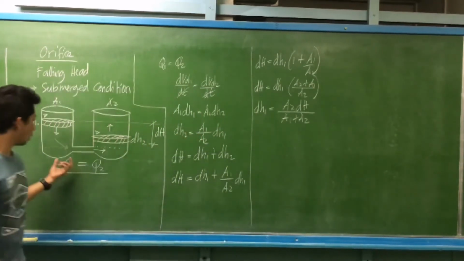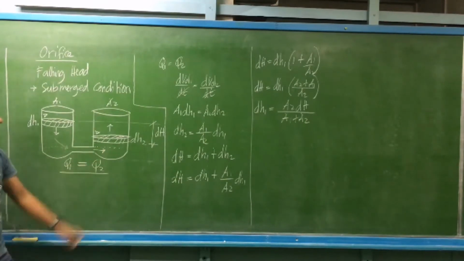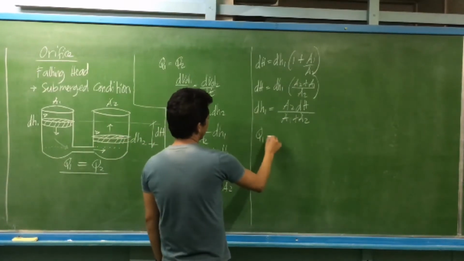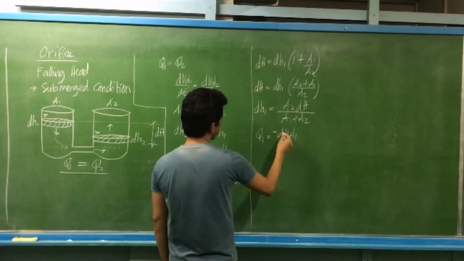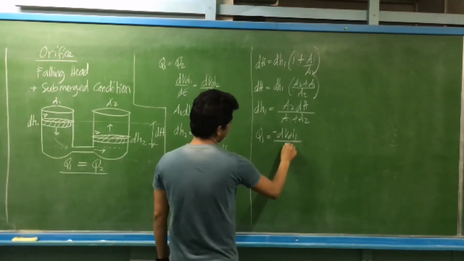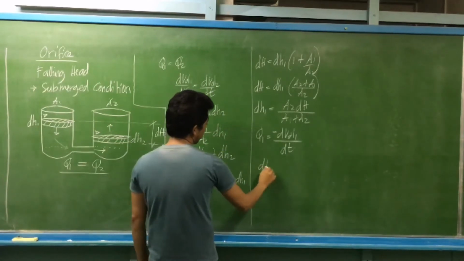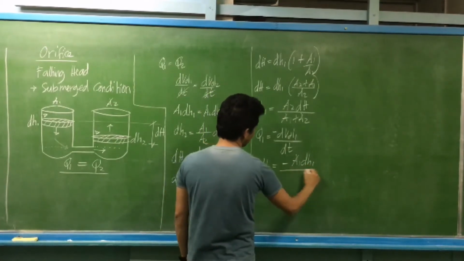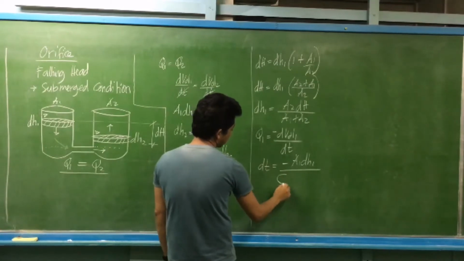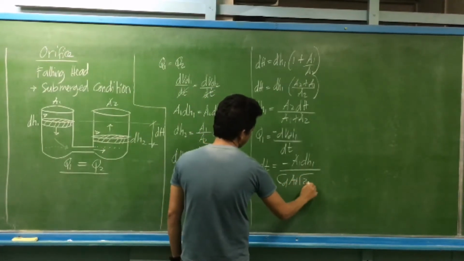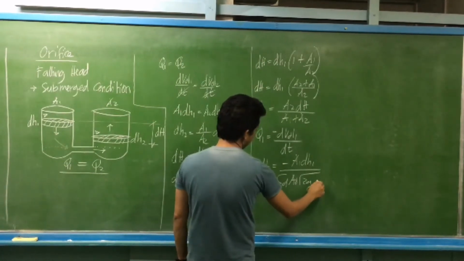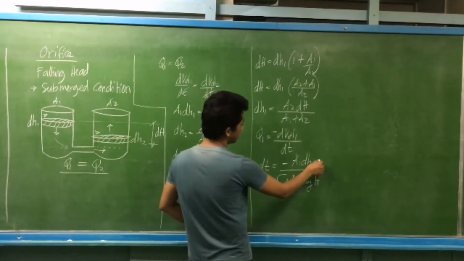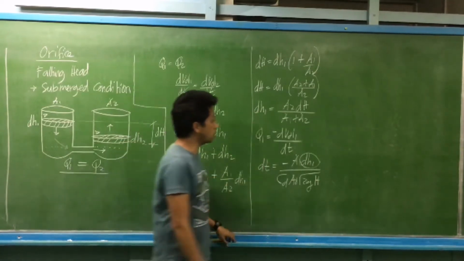Again, whatever volume is lost from the source is what the other receives. We may just consider one, so let's consider the first. Discharge 1 is equal to differential volume 1, which is supposedly negative because it is being lost, divided by the differential time. Differential time is equal to negative differential volume 1, which is area 1 dH1, divided by the discharge, which is C sub D, area of the orifice, square root of 2G times the total head. Then we are to substitute. What is the equivalent of dH1?